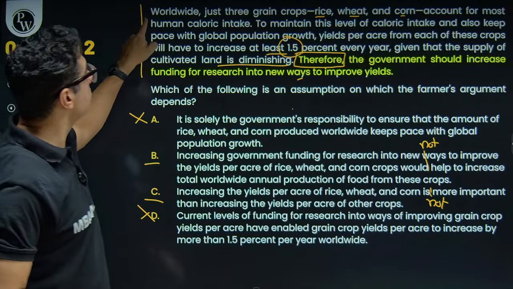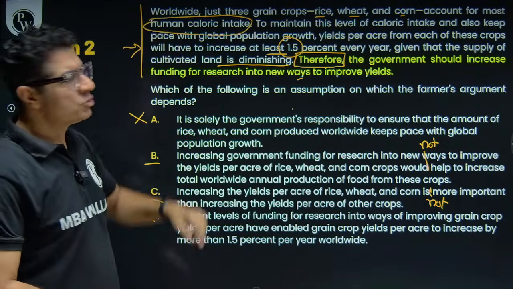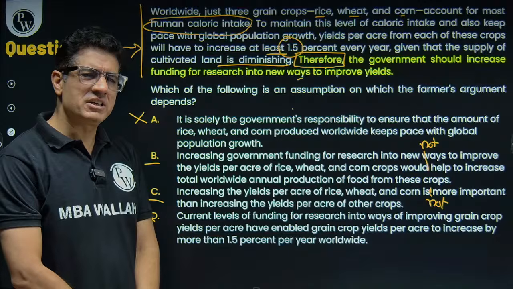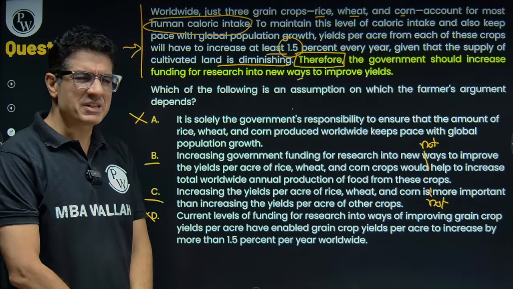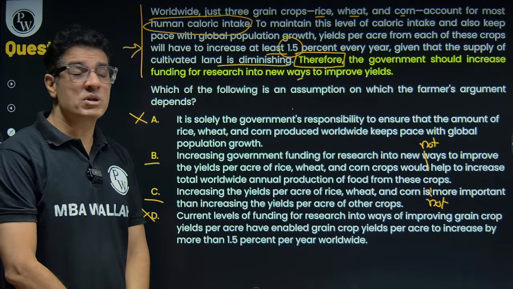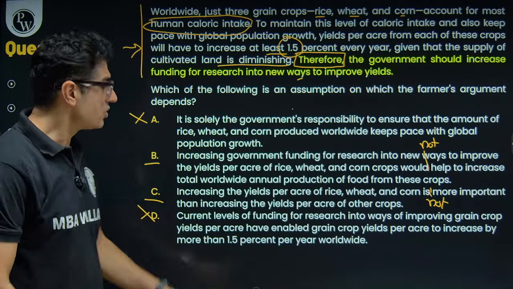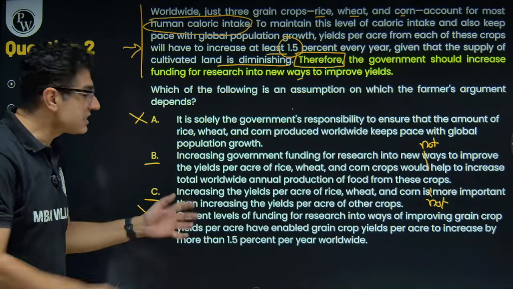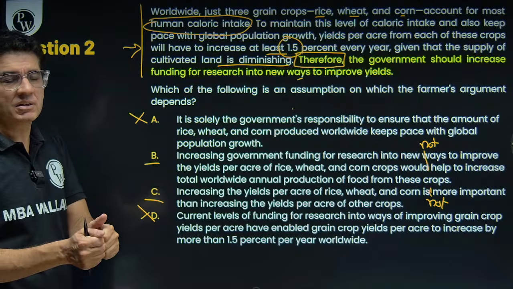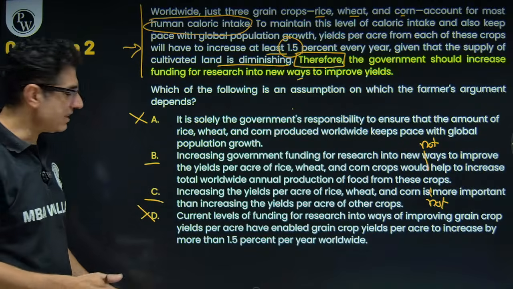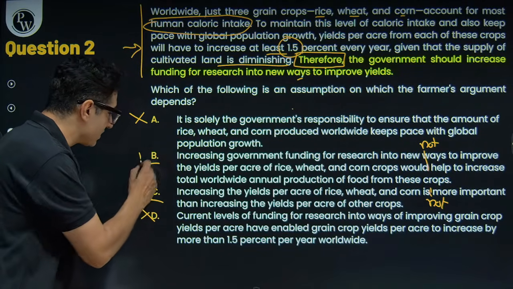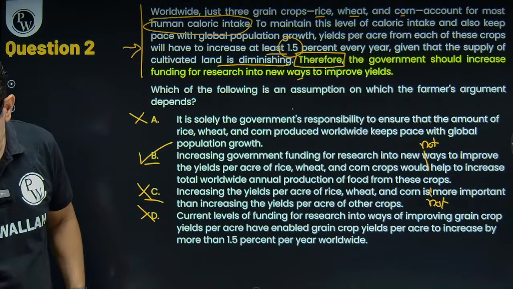There is this one perspective, human caloric intake, that we need to ensure. That makes them important. Whether they are more important or not as compared to other crops will not be relevant here. So even when we take C out of the equation, our argument still stands, and that tells us that C is not necessary, but B is.